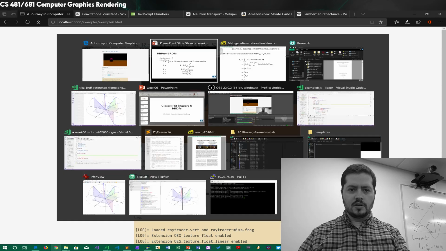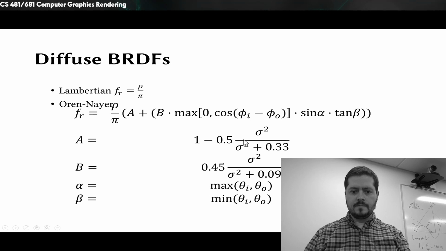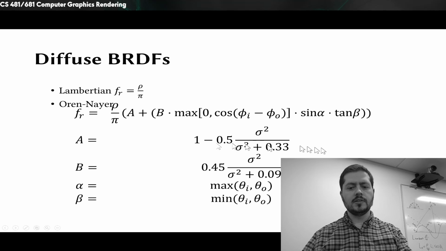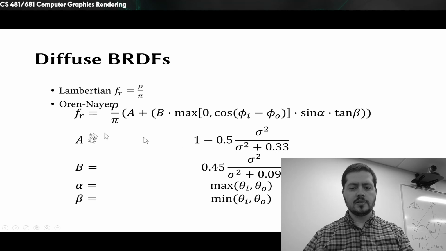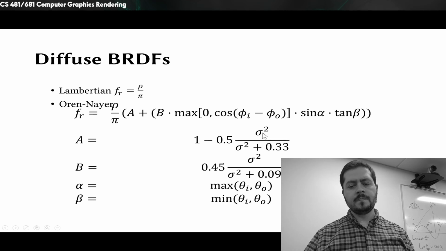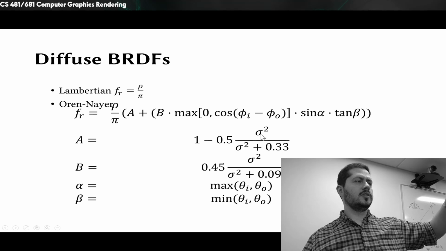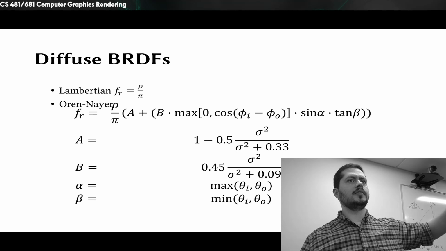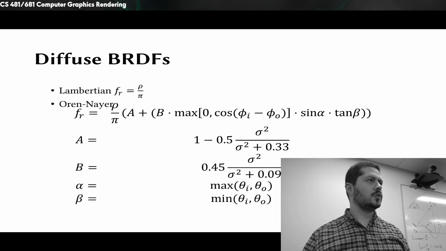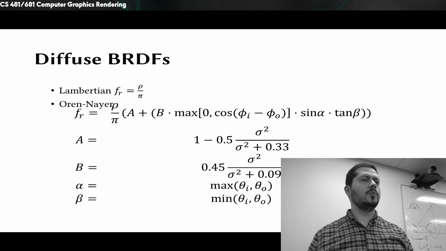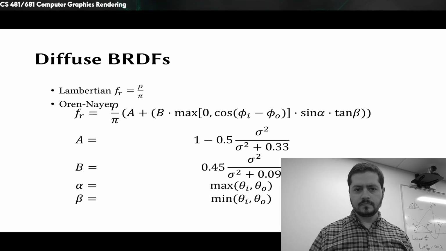Okay, but before we do that, they actually use the model to come up with these numbers. And the idea is that we would plug in the sigma squared, which represents the variation of the microfacets on the surface. Okay, because they're trying to model dust. Oren-Nayar kind of gives what happens if the surface is dusty.